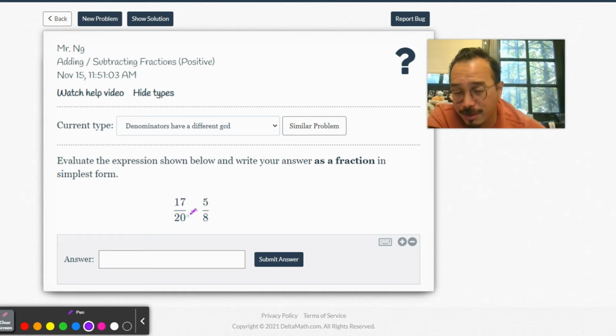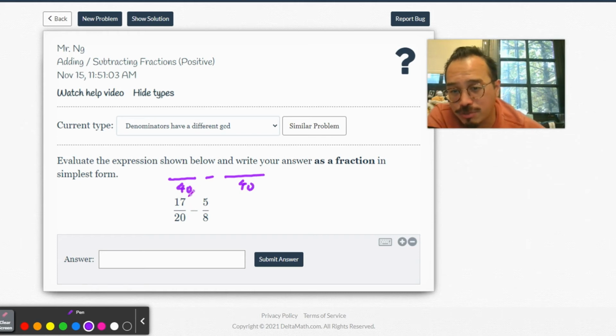So here we have different denominators, right? So remember what I said in class, we can't have different denominators when we add and subtract. We need to know what the base is out of, meaning the denominator. So between 20 and 8, what's the lowest common denominator? What's the LCD between 20 and 8? Yeah, 40, right? So that's pretty straightforward.